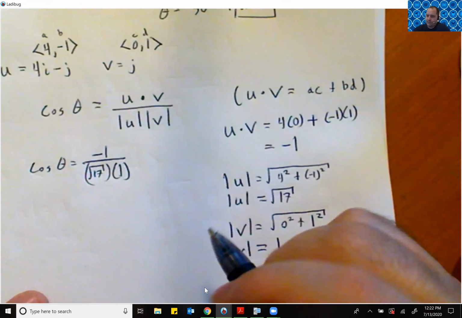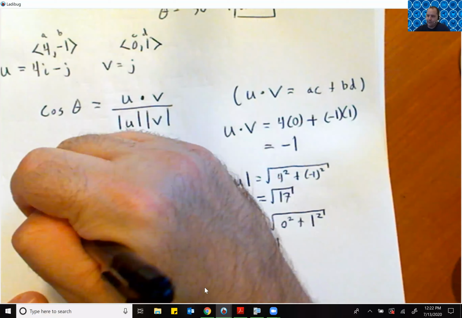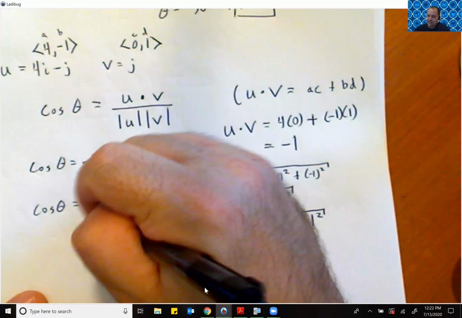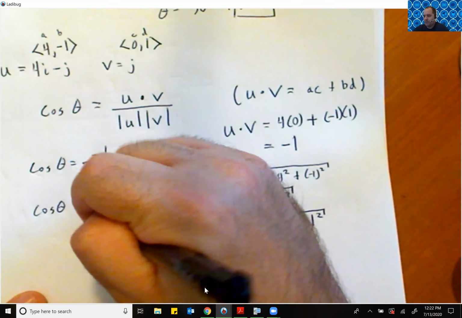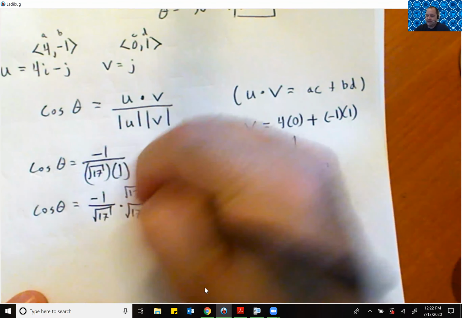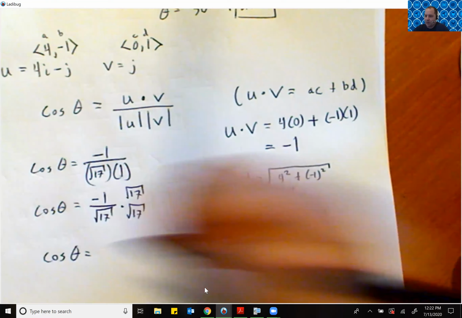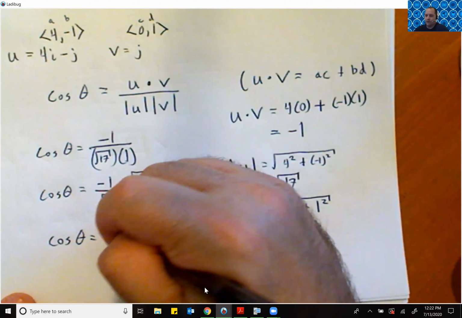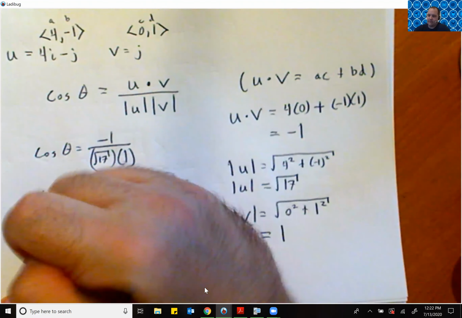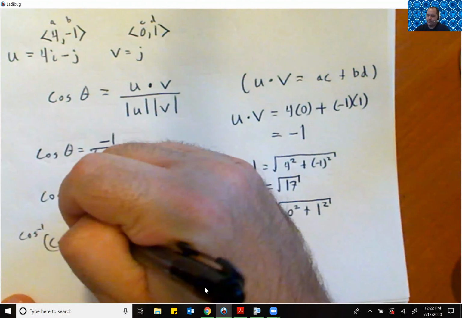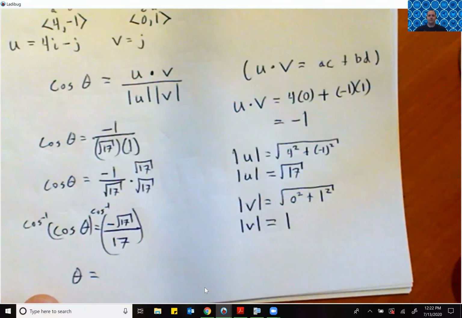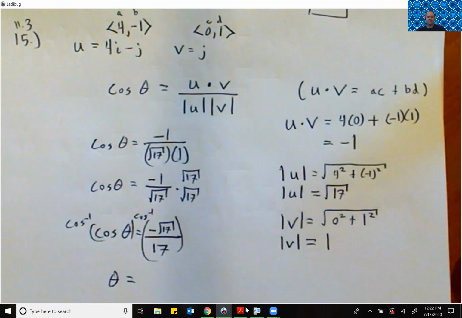Well, in the end, before I get to doing the inverse, you end up with -1 over the square root of 17. So you have to rationalize. So cosine theta is equal to negative square root of 17 all over 17. So this is what we need to take the inverse of, and then we'll know the angle between our two vectors.